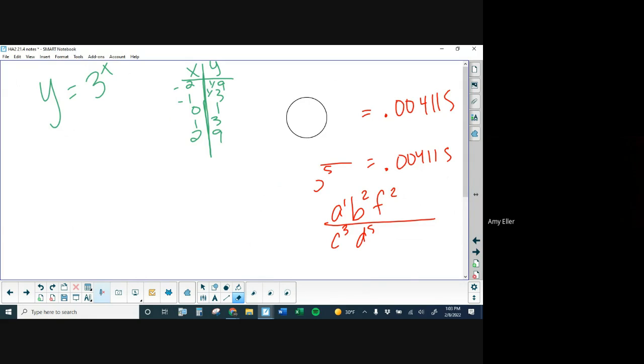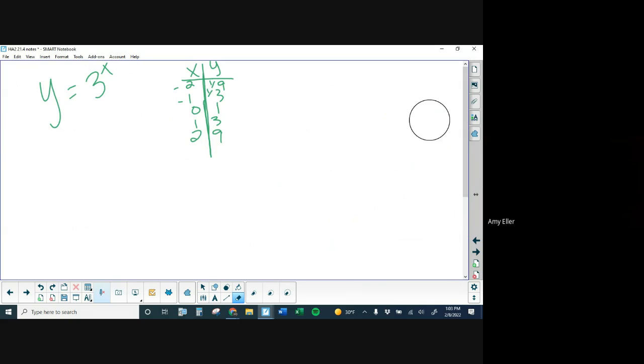Wherever you did this first one that I did in green, go ahead and please do this function. Create a quick XY table without a calculator.